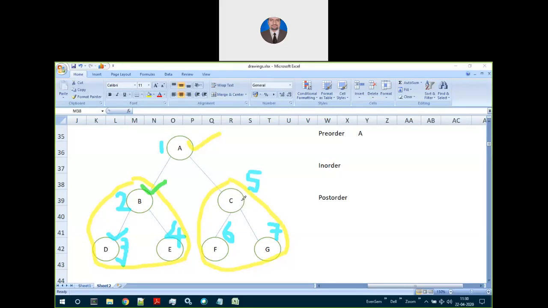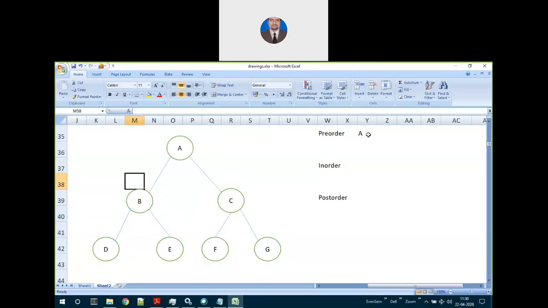Then after C, its left. Who is left? It is F. So F will be visited. Then who is right? That is G. G will be visited. So in this way, we are able to traverse in pre-order as A, B, D, E, C, F, and G. So the pre-order will be like this. First will be A, then B, then D, E, then C, F, and G.